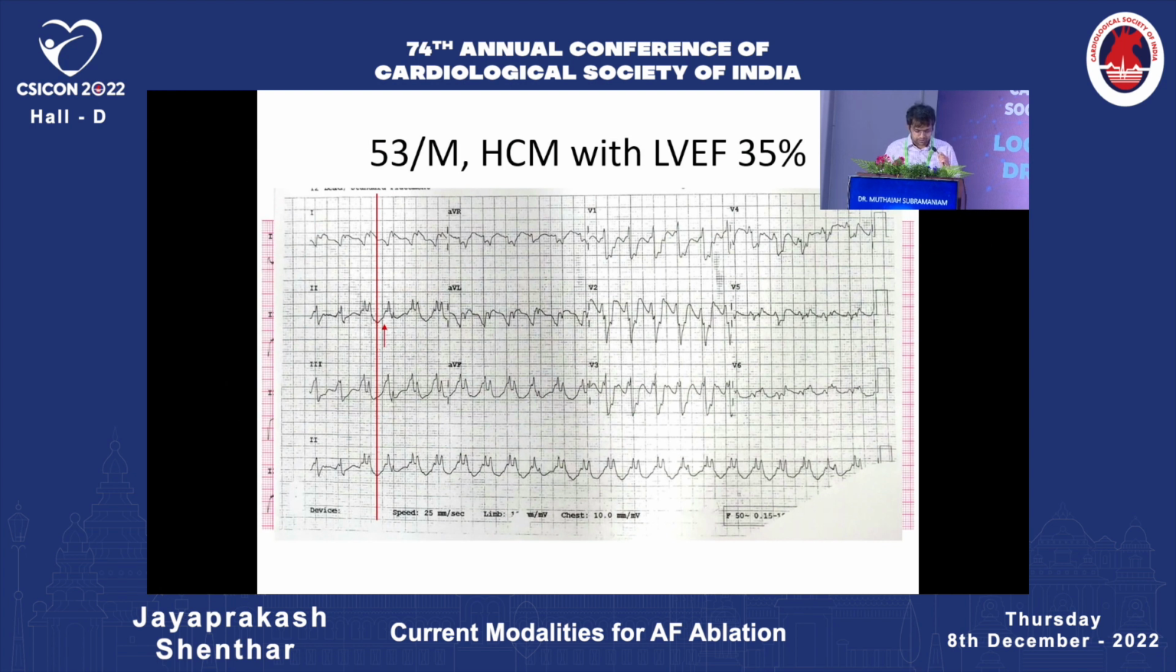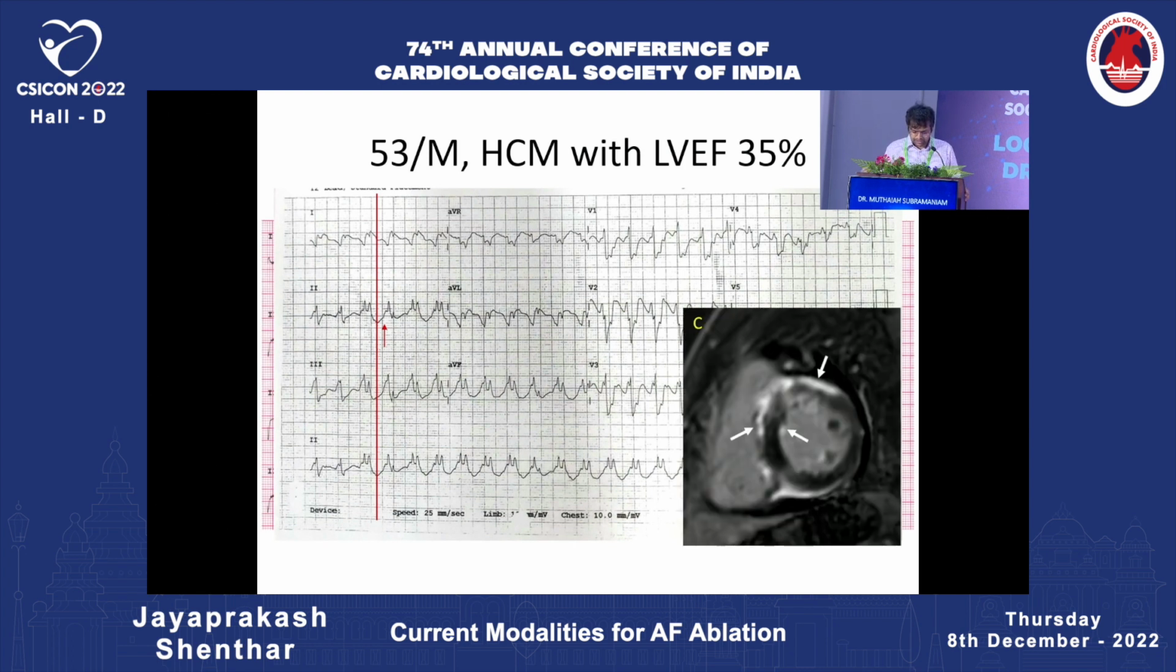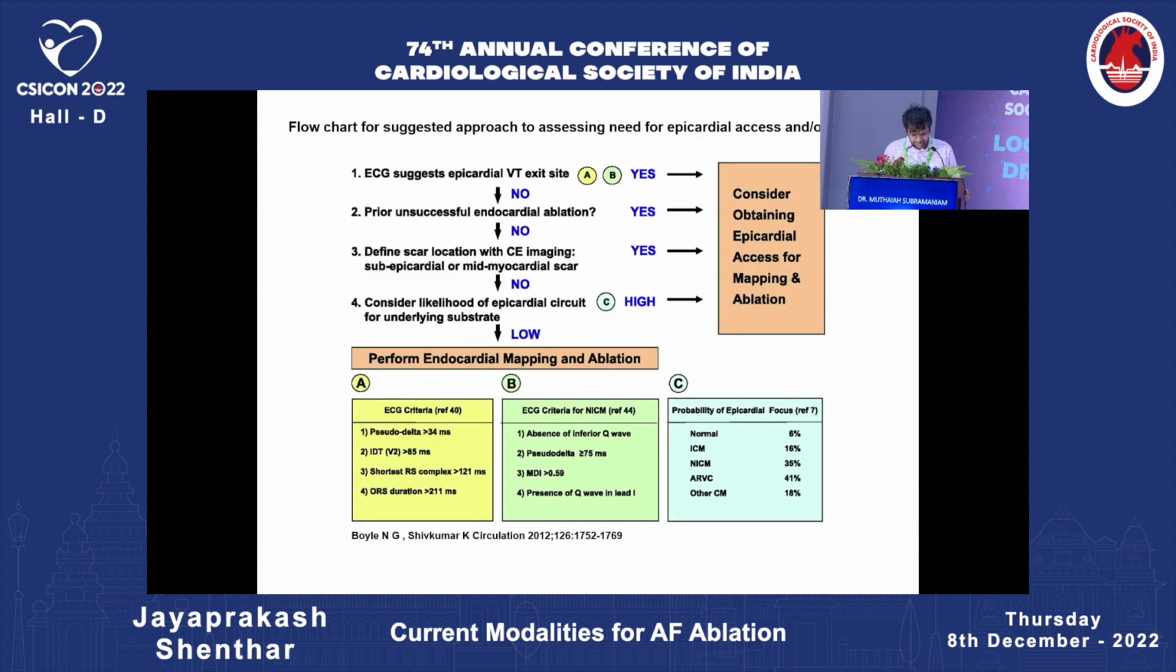But we need to be careful, because many of the rules and the numbers that have been derived for epicardial versus endocardial VT have all been derived from patients with normal hearts or structurally normal hearts. So you need to have a clinical idea when using these numbers. So this was a patient who had a predominant epicardial scar, an HCM patient.